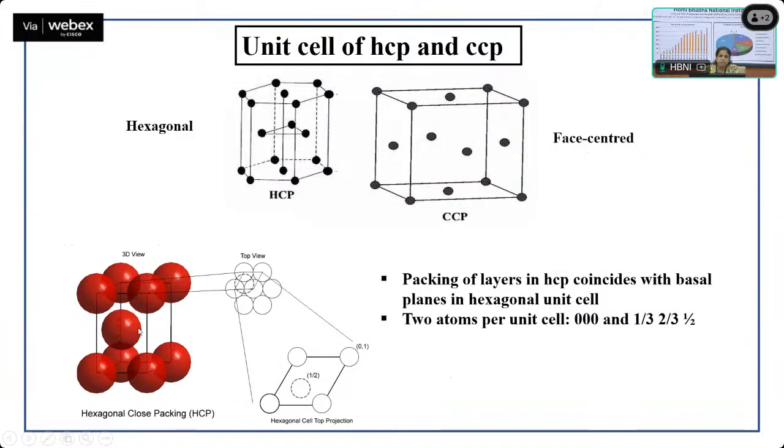Now one thing is very clear, that it is exactly halfway because it is AB, AB, AB kind of packing, A, B, A. So the B layer is lying halfway. So Z is 1 by 2. That is very clear about this. How to find the X and Y coordinate? So this is called the projection of this.